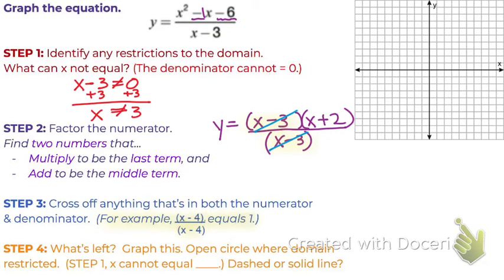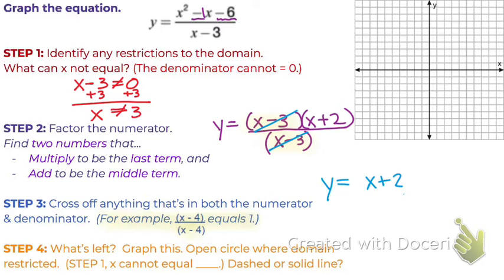So what I'm left with is y equals x plus 2. And in this case, I don't even need these parentheses anymore. It's just y equals x plus 2. And this is what I am going to graph. Now I say here in step 4, is it a dashed line or a solid line? This is an equation, so it is going to be a solid line.